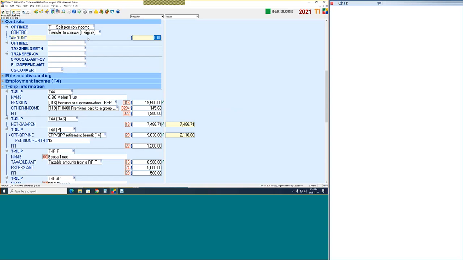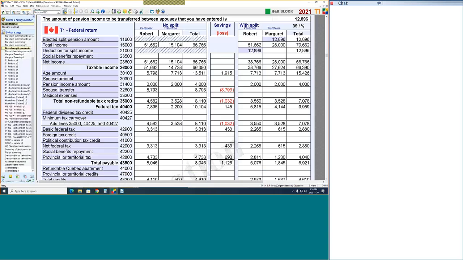So how much? Well, I was transferring $16,500, but I have to reduce that by the amount that I said I wanted to not go over. So I have to reduce it by $3,604. I'm going to limit my split to $12,896. And then I can go back to my split pension, and now you're going to see my net income is exactly to the dollar what I want, and I don't want it over that number.